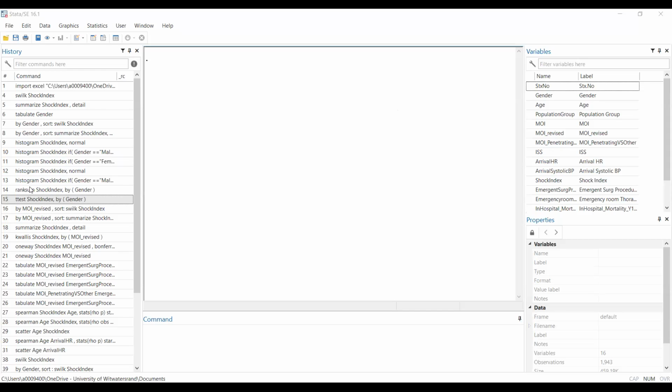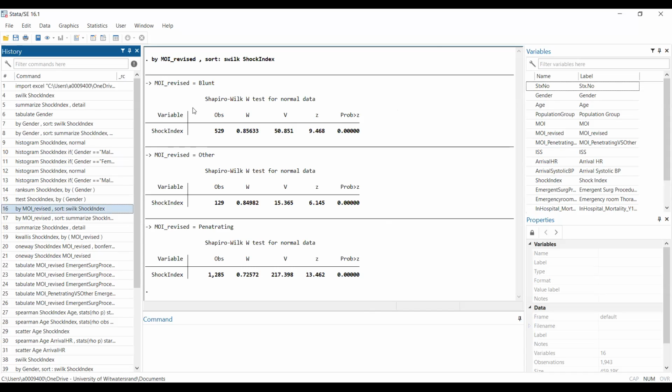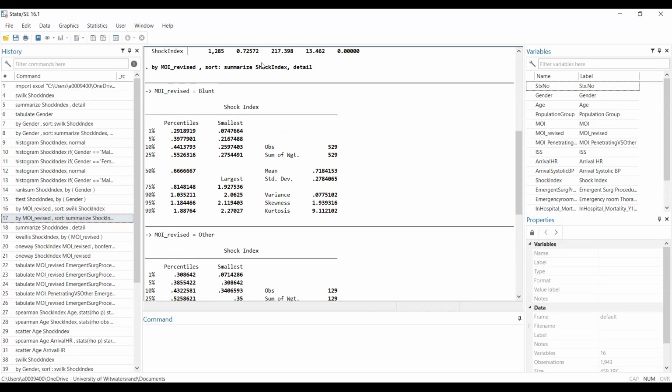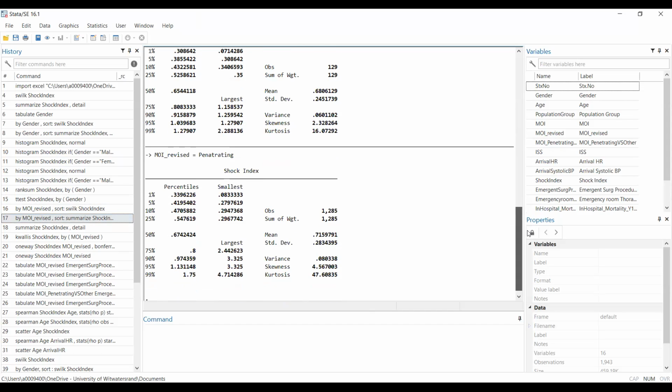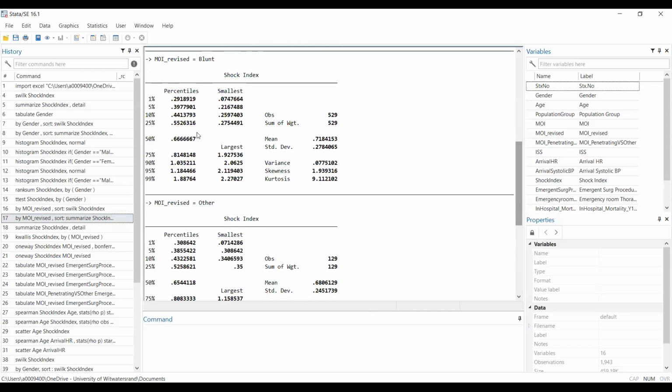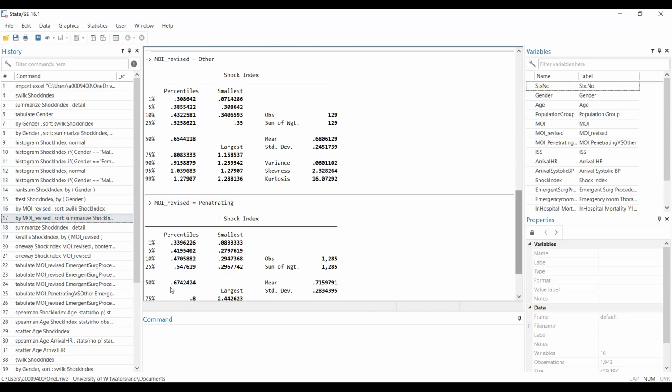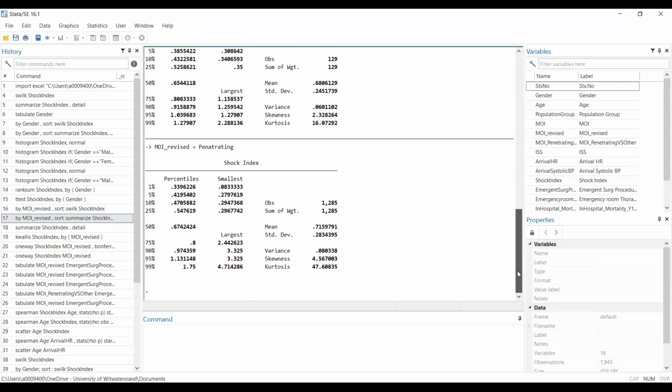Okay, so again, we did the Shapiro-Wilk, which showed our data was not normally distributed. When we summarize shock index, as you saw in my table, we have it for blunt, for other, and we've got it for penetrating. If we look at it, 0.67 for blunt is the median, 0.65 and 0.67 again for other and penetrating. So we really do need to apply statistics to know if there is any significant difference.